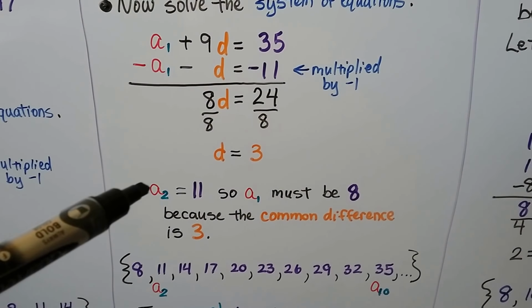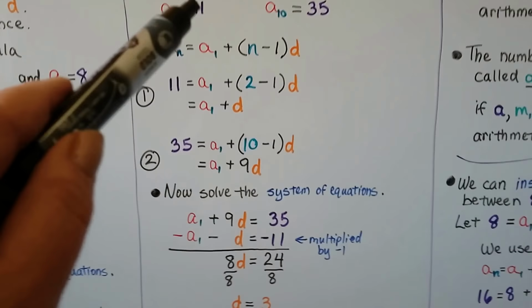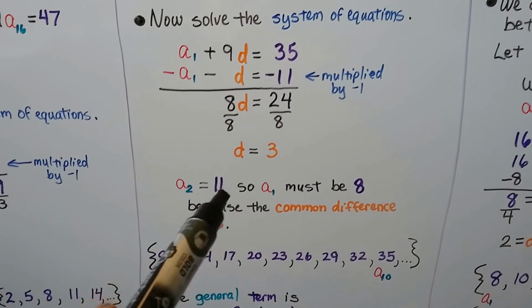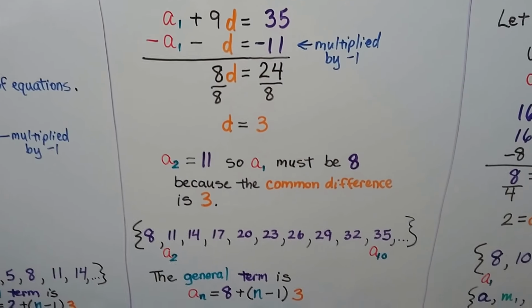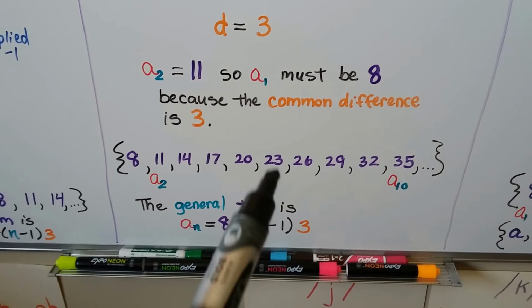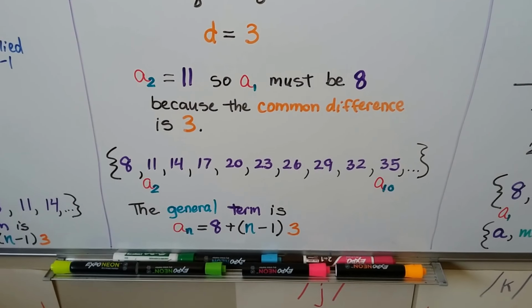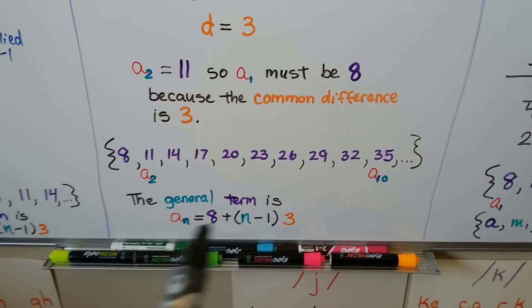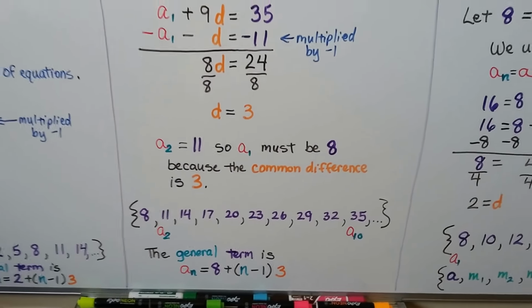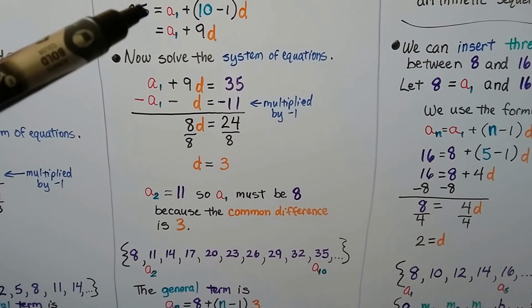So now, if a sub 2 is an 11, okay, that's what we were told, well, we can find a sub 1 because it's just 3 smaller, isn't it? The common difference is 3, so it must be an 8. That means we have 8, 11, 14, 17, 20, 23, 26, 29, 32, and look, a sub 10 is 35. So it worked out. And we've got our general term for this sequence. See? So it worked out. We've got 11 as our second term. We've got 35 as our 10th term. See?